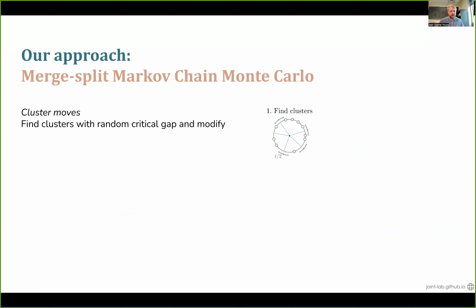So here's an example of what I mean by a cluster move. Here I have a very small embedding. The first step would be to find clusters, and we do this by having a gap T. That's a random variable, so that's an angle. And we say if there's a gap that's bigger than T, then we call that a separation between clusters. And so here we would have found 5 clusters.